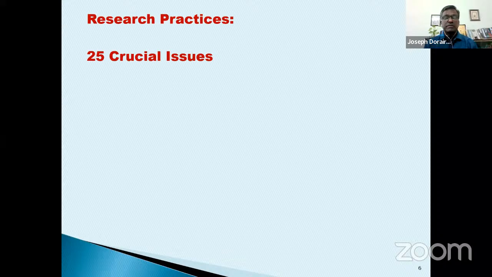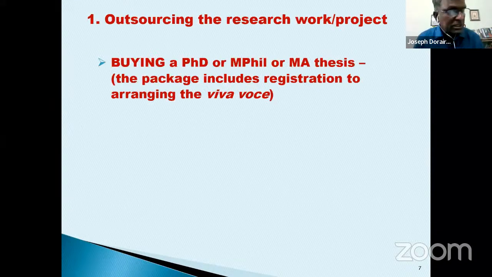I want to make it very clear at the outset, not all the 25 issues are equally important. Some are more important and some are less important. Some issues are directly concerned with arts and humanities, particularly languages, whereas some other issues are directly relevant to sciences. So it is a mixed bag. Fine. Now, the first one is outsourcing the research project.